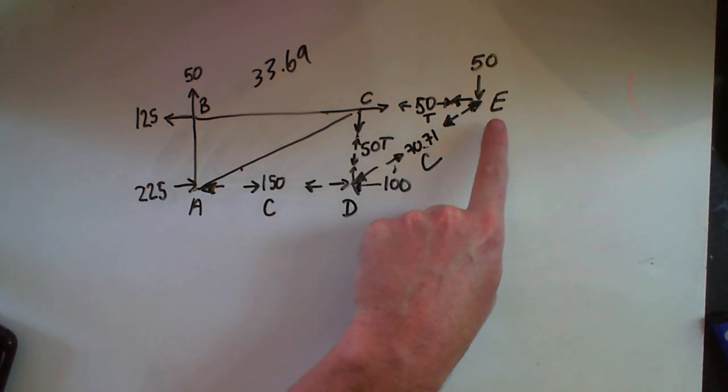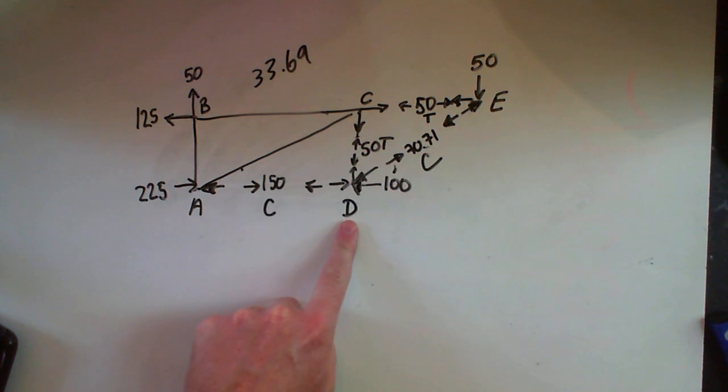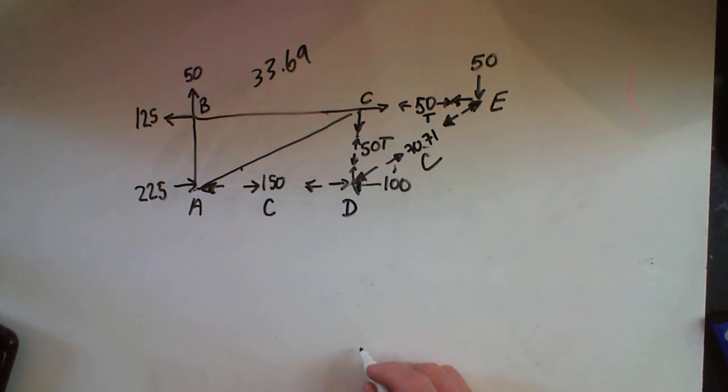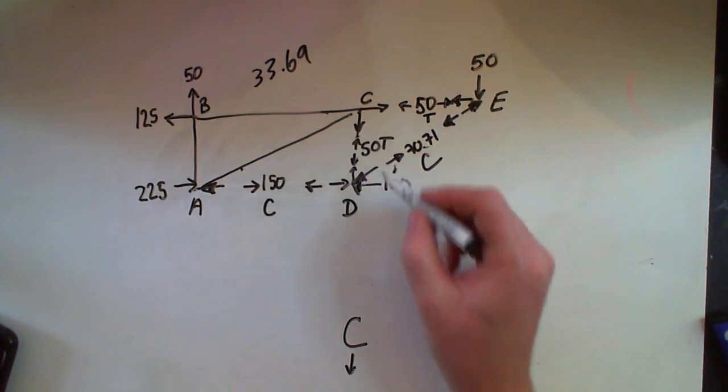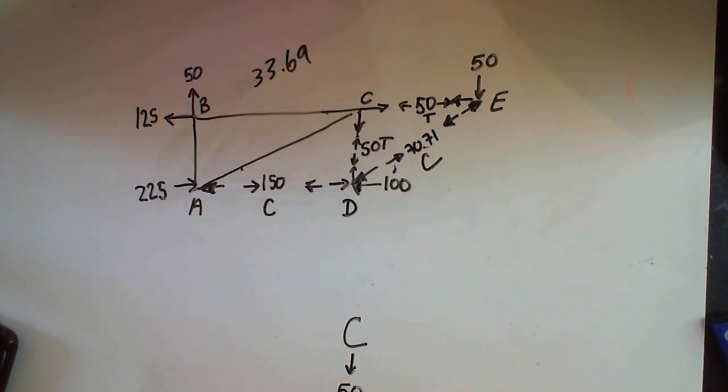We've fully analyzed node E. We have fully analyzed node D. Let's go ahead and see what we've got left at node C that we can get these next 2 members, since they both work on node C. So C has, from our last calculation, 50 going down. From this calculation, we have 50 going to the right.